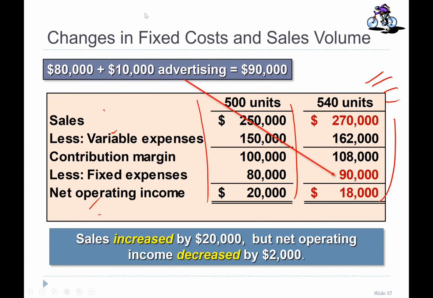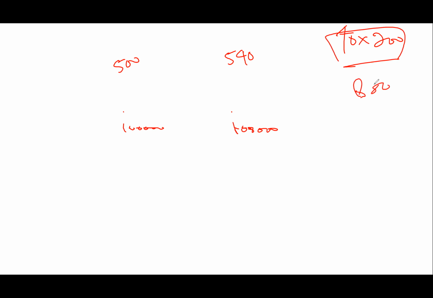in quick methods, because we know that at 500 units, our contribution margin is 100,000. At 540, we know that 40 multiplied by 200 would be an addition of 8,000. So 108,000, right? So the extra would be the 8,000 that we would be receiving after the increase in sales of 40 units.